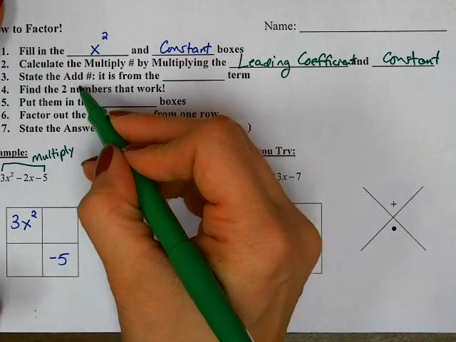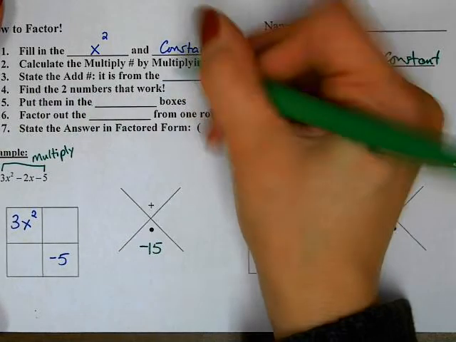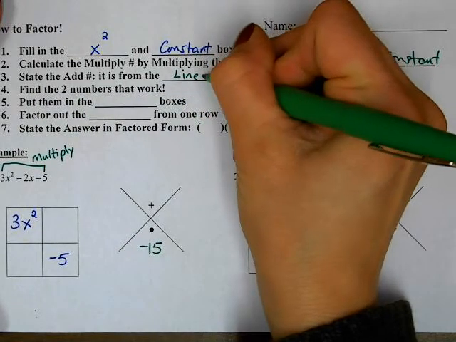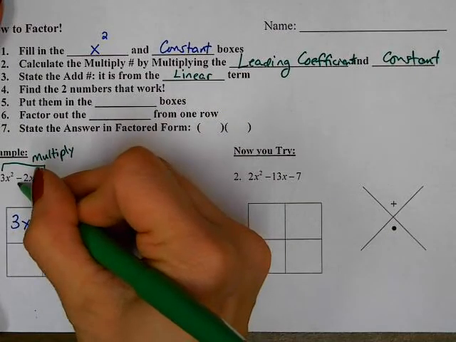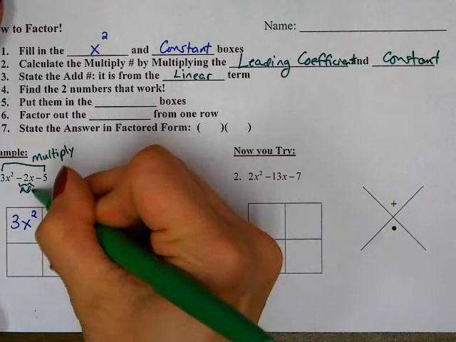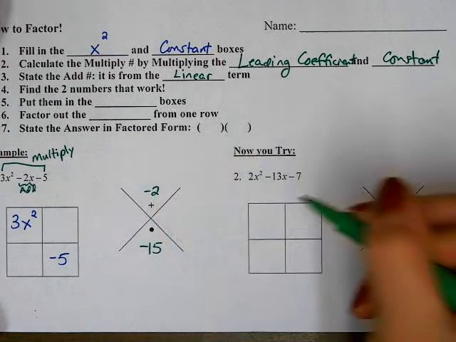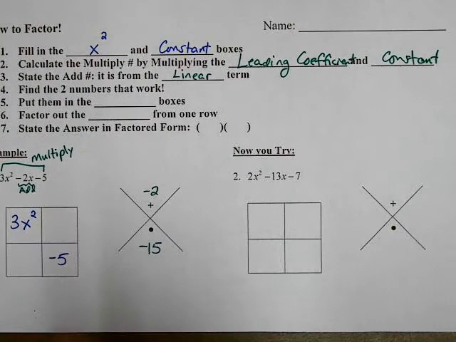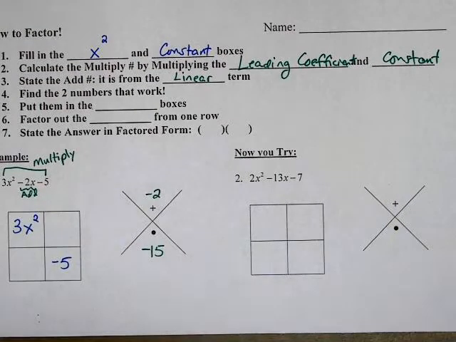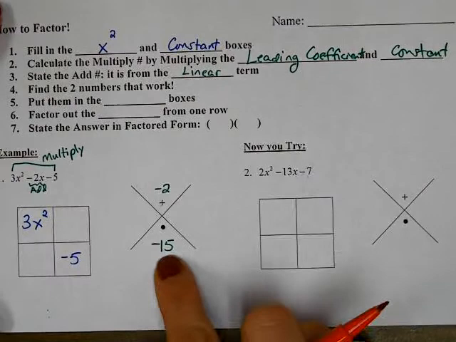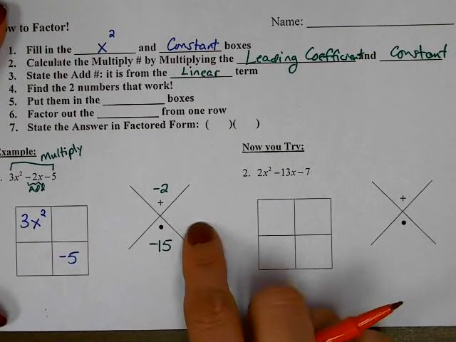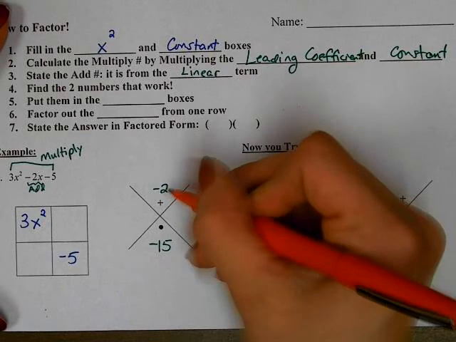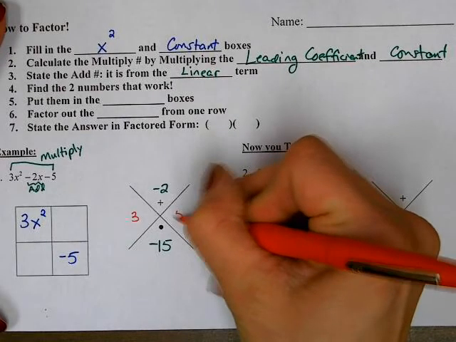And then you state the add number, and it is from the linear term. The linear term is the one with x. Okay, so here's the linear term. This is going to be the add number, -2. Okay, and now you find the two numbers that work. So this is like the numbers game. What two numbers multiply to 15? Is it 15 and 1? Is it 3 and 5? They have to be two apart, so I think it's 3 and 5.